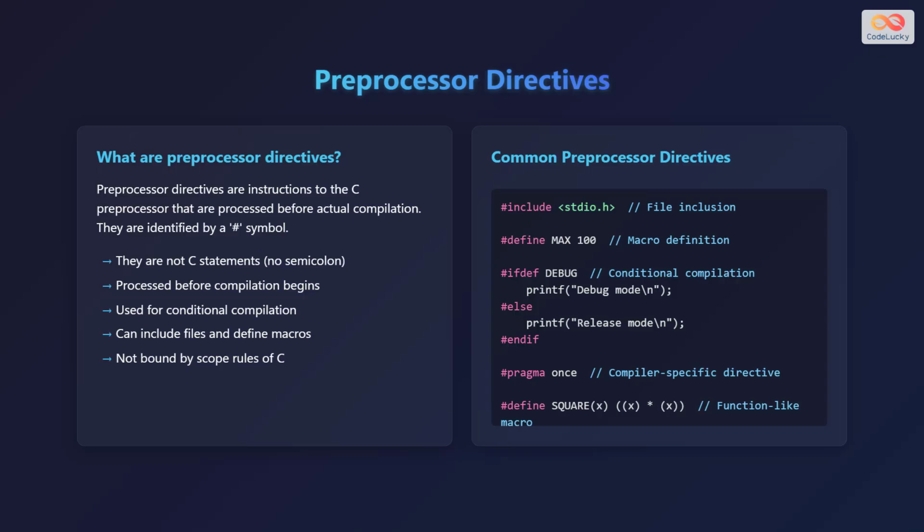Here are some common preprocessor directives. #include, which is used for file inclusion. #define, which is used for macro definitions. #ifdef and #else, which are used for conditional compilation. #pragma once, which is a compiler-specific directive to ensure that a header file is included only once. Also, function-like macros can be created using #define, such as the square macro, which calculates the square of a number.